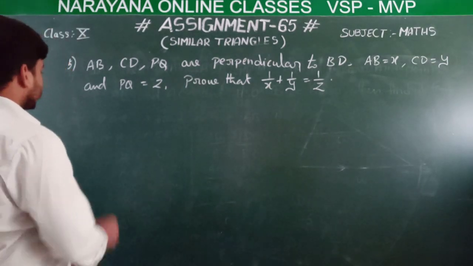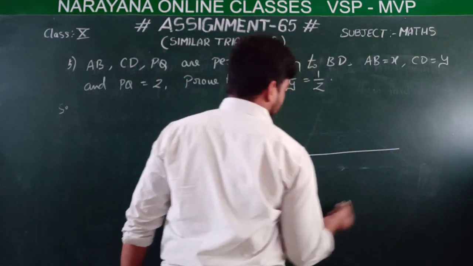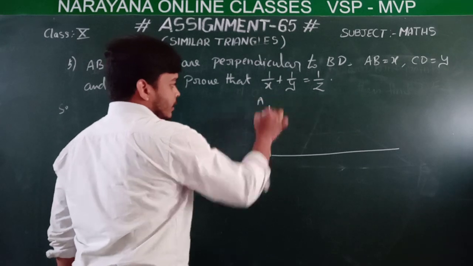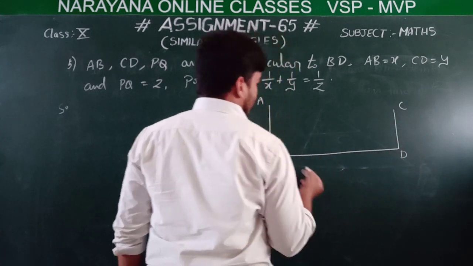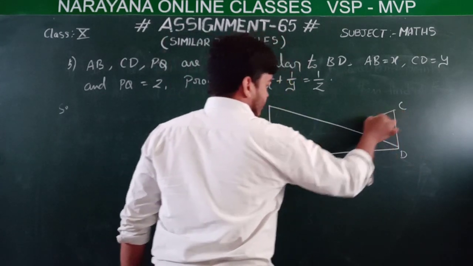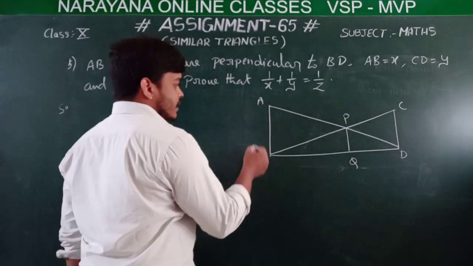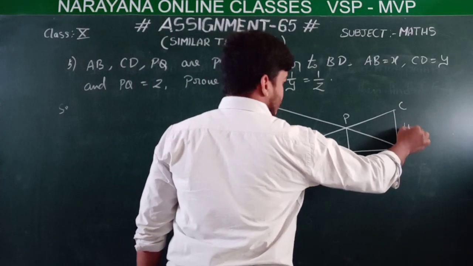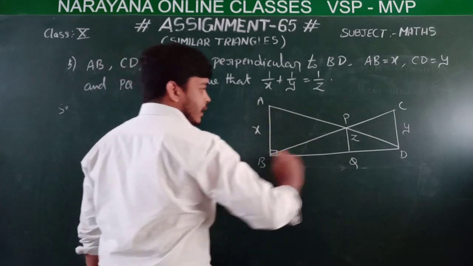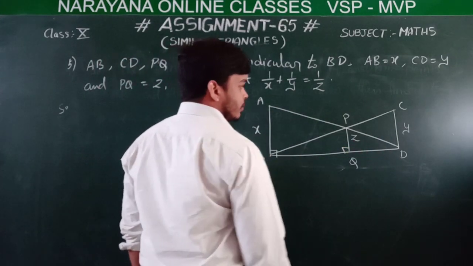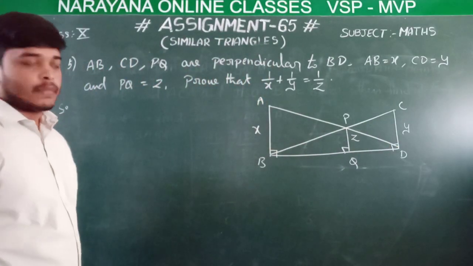See children, here another solution. In the diagram, AB and CD, right, and this is PQ. AB is equal to x and CD is equal to y and PQ is equal to z. Here if you observe, AB is perpendicular to BD and PQ is perpendicular to BD and CD is perpendicular to BD, right?